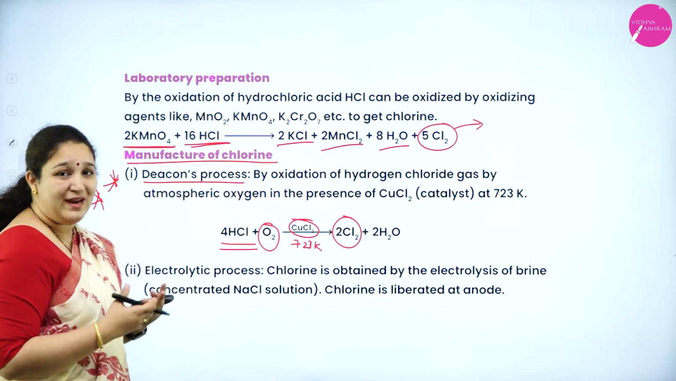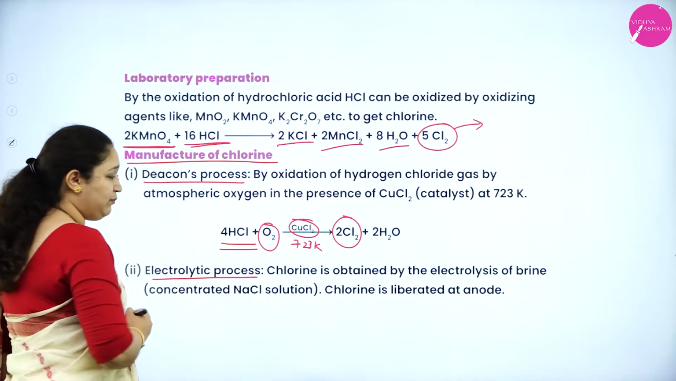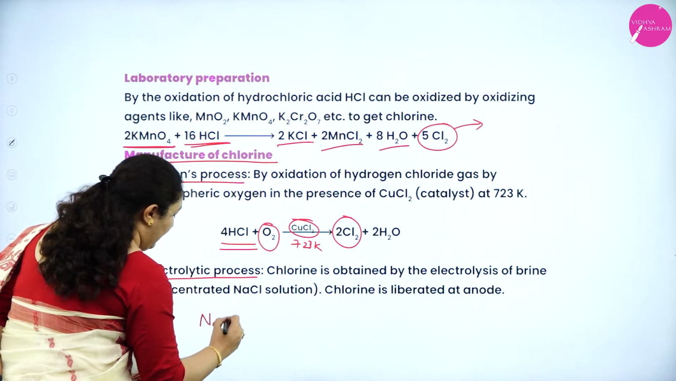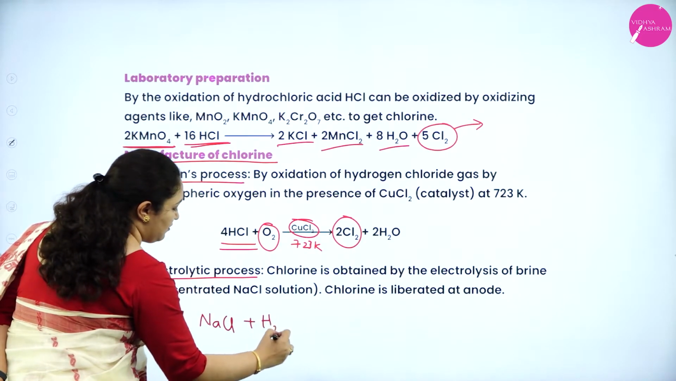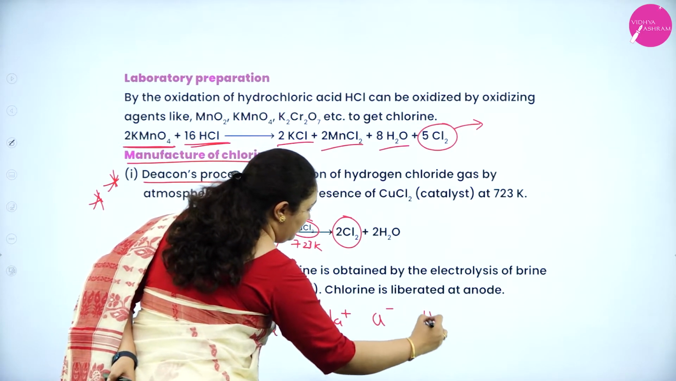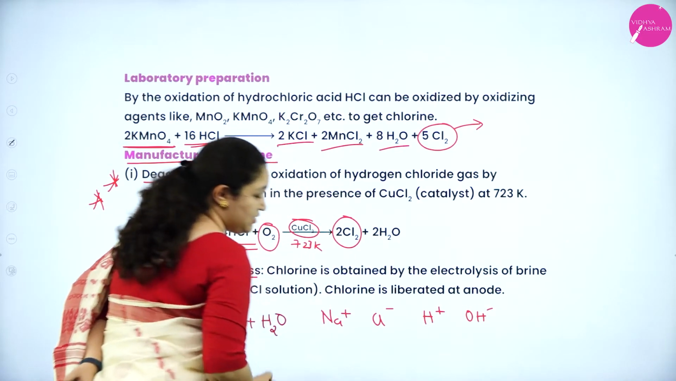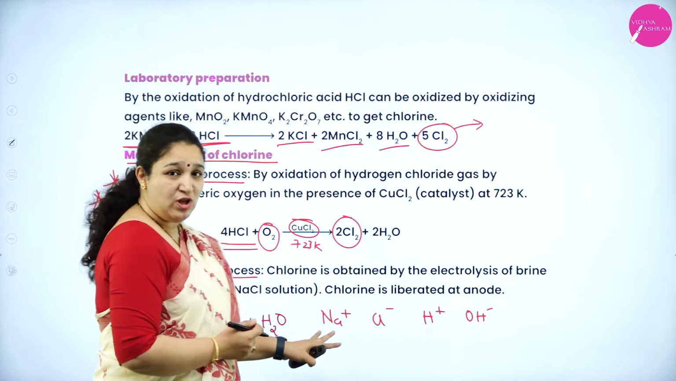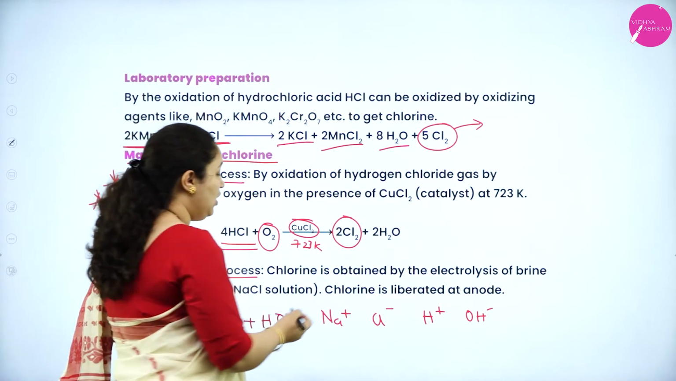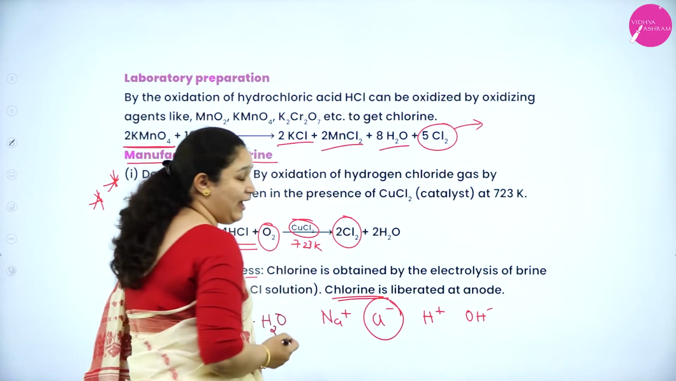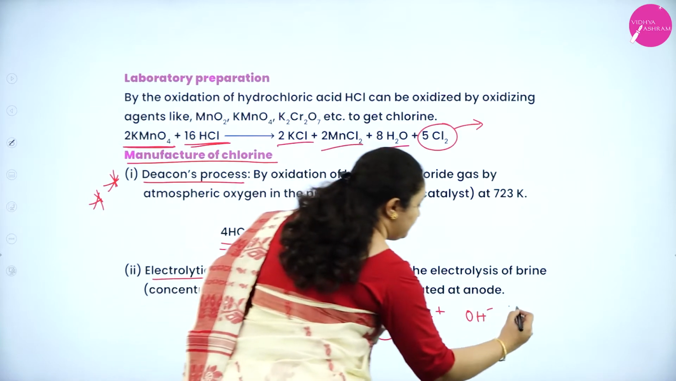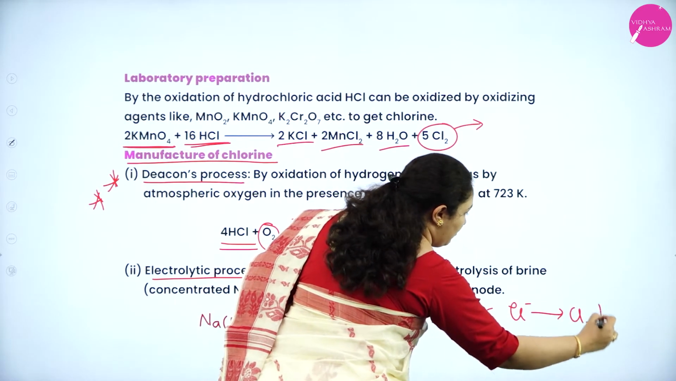There is one more method to get chlorine gas, that is by electrolytic process. Chlorine can be obtained even by electrolysis of brine, that is you take NaCl and water, correct, and you will have Na+ ion, Cl- ion, H+ ion, OH- ions in your solution. So during electrolysis, that is you dip two electrodes and pass electric current, what exactly happens? Chlorine will be liberated, that is the chloride ion will go towards the anode, correct, and it will liberate electrons to form chlorine gas.